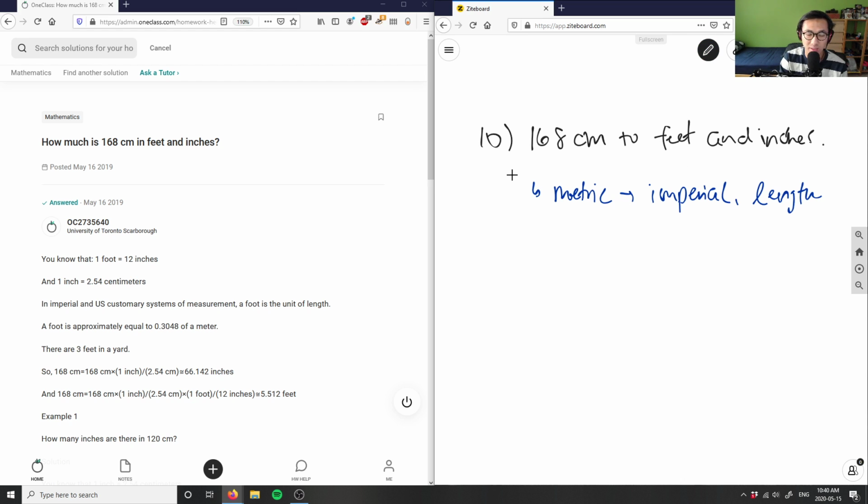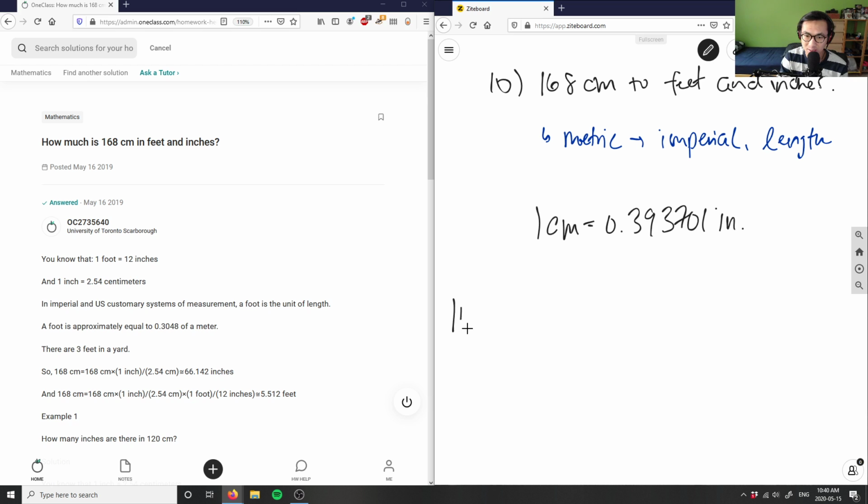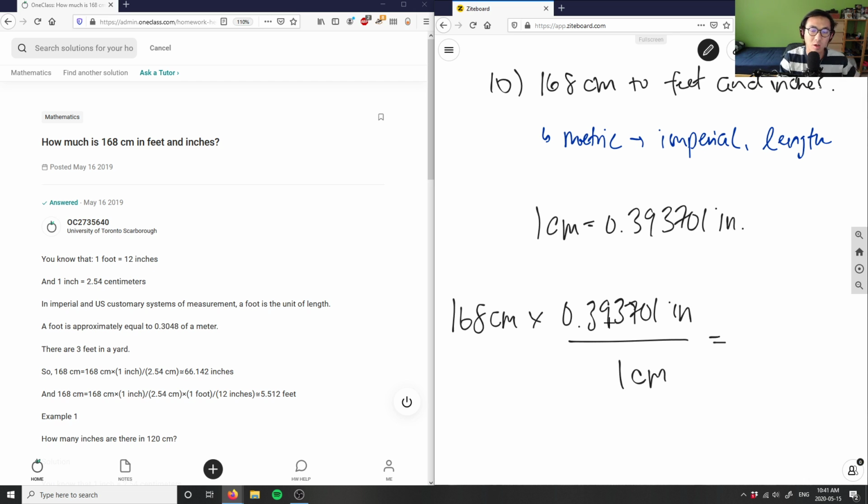So I know my conversion factor is 1 cm equals 1 divided by 2.54 inches, which will equal 0.393701 inches. So what we can do with this information is convert the centimeters, right? So if I have 168 cm multiplied by 0.393701 inches in 1 cm, I can solve for my inches here.